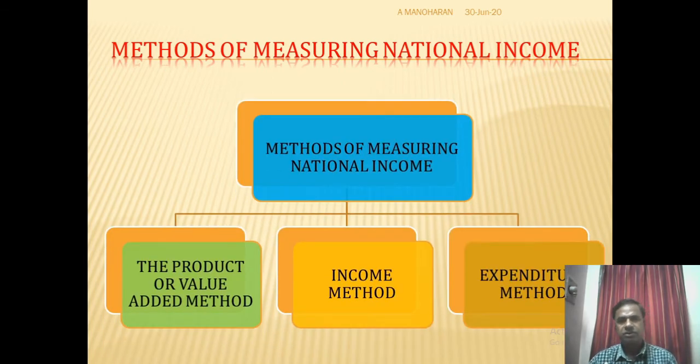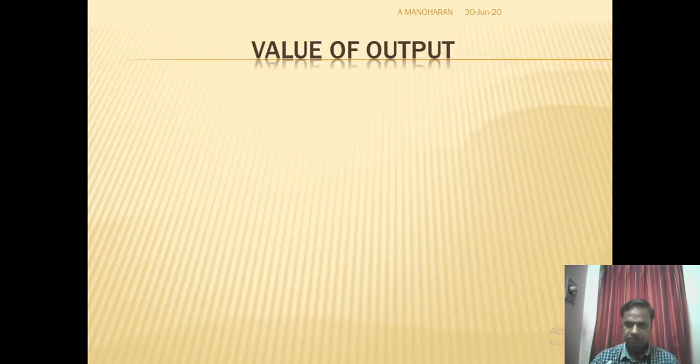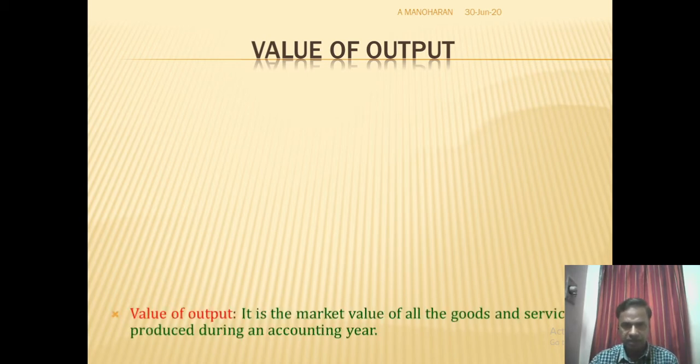In the methods of measuring national income, we have three methods: the product or value added method, income method, and the expenditure method. First, we are going to discuss the value added method or the product method. Before studying the steps involved in the measurement of national income by value added method, first let us understand the meaning of value of output and value added.